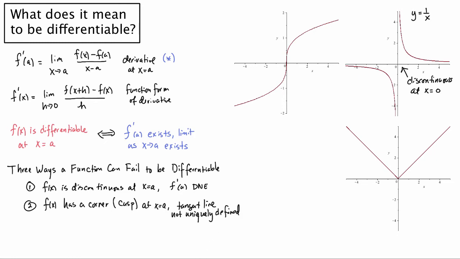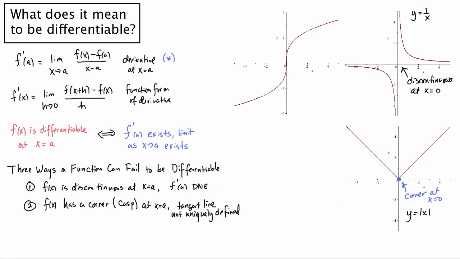And so the example of that is the familiar function, the V shape over here. This is y equals the absolute value of x. This is the absolute value function, and you can clearly see here that at 0, this function has a corner at x equal to 0.